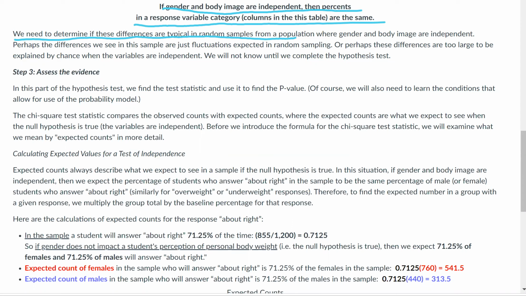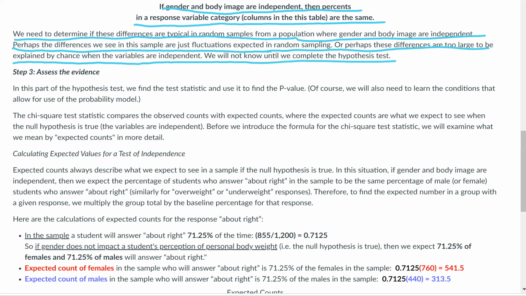By random chance, we got more females who said they're overweight than males, or more than the total. But we need to do this test to see if this is just due to random chance, or is it actually that this represents the whole population, and female college students feel more one way than male college students, so gender really does affect body image. Where gender and body image are independent, perhaps the differences we see in the sample are just fluctuations expected in random sampling, like we said, or perhaps these differences are too large to be explained by chance when the variables are independent. We will not know until we complete the hypothesis test.